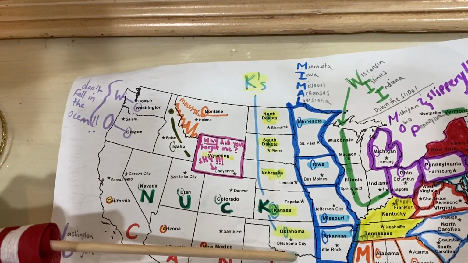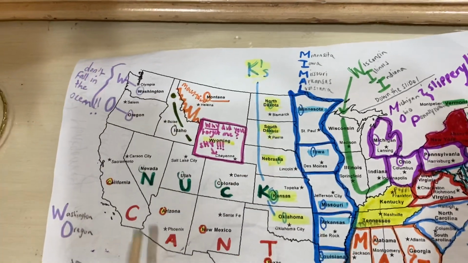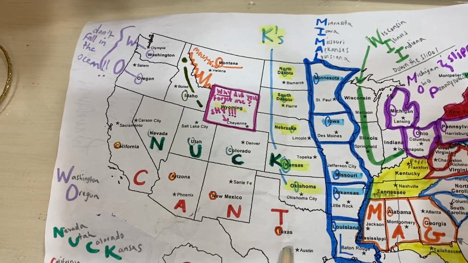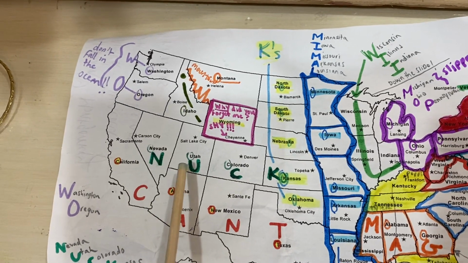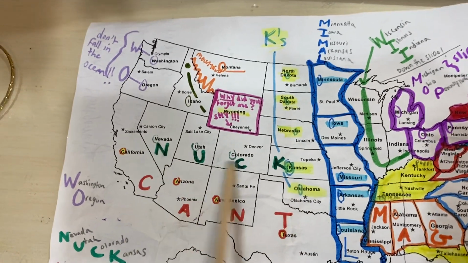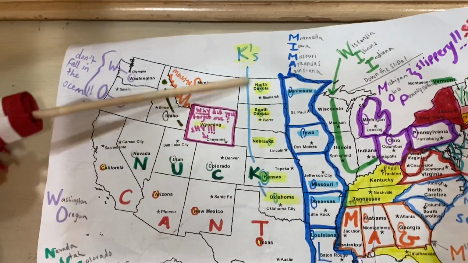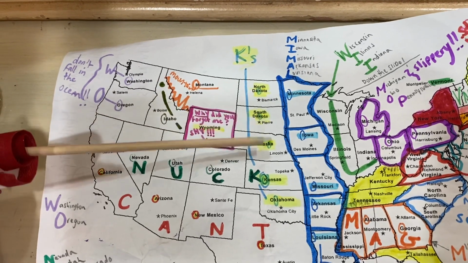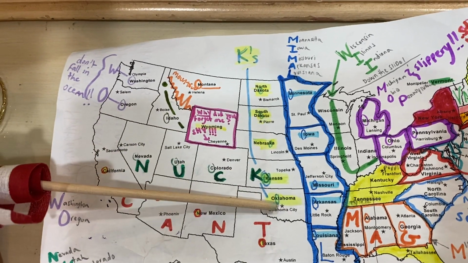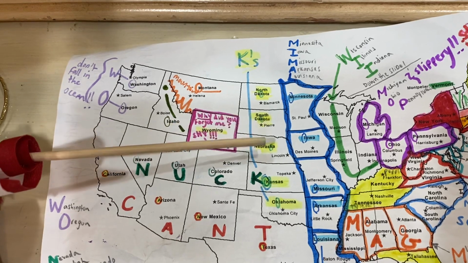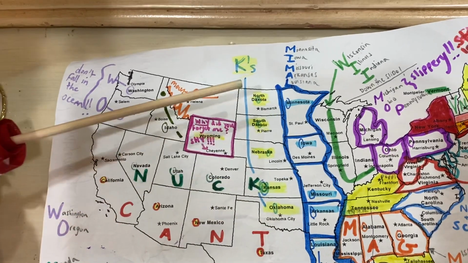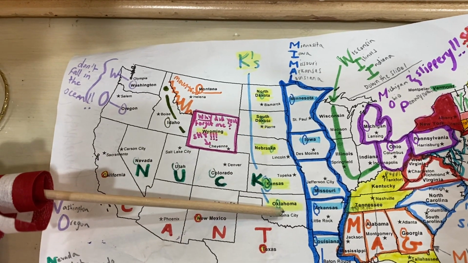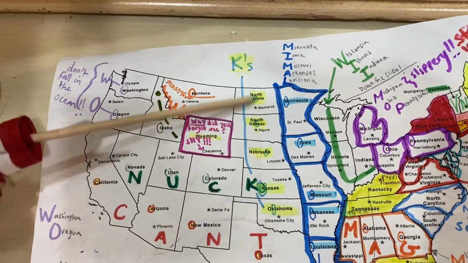So now you have your Ks. So first you did CANT, California, Arizona, New Mexico, Texas. Then you did Nevada, Utah, Colorado, Kansas, NUCK. Then you did the Ks. You went up the line. You wrote Ks, and you do North Dakota, South Dakota, Nebraska, Kansas, Oklahoma. So you'll have your Ks done.